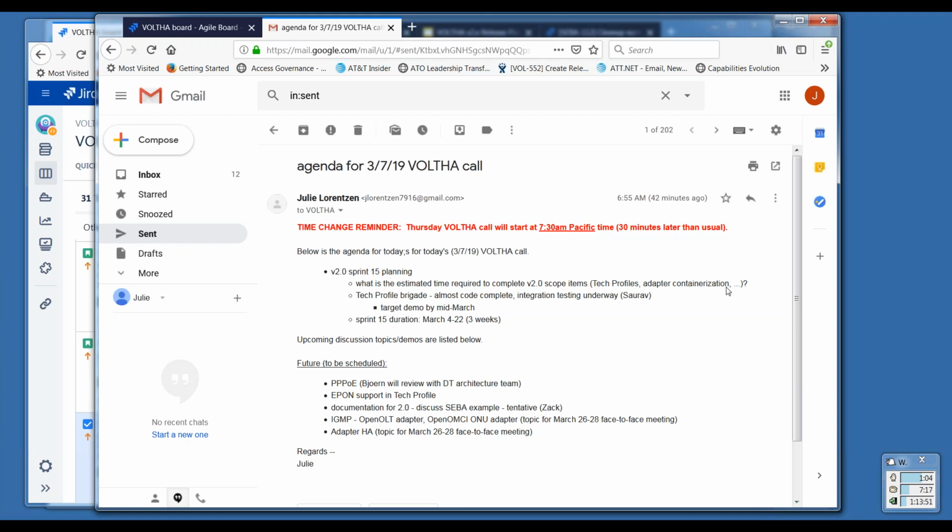And then on the adapter containerization, I'm not sure if we have a sense from the brigade work going on there, when we'll have a working version to use with the core for the Python-based OLT adapter and the Go-based adapter. Is it too early to estimate that? Do we have a ballpark idea? I've got a ballpark. Okay.